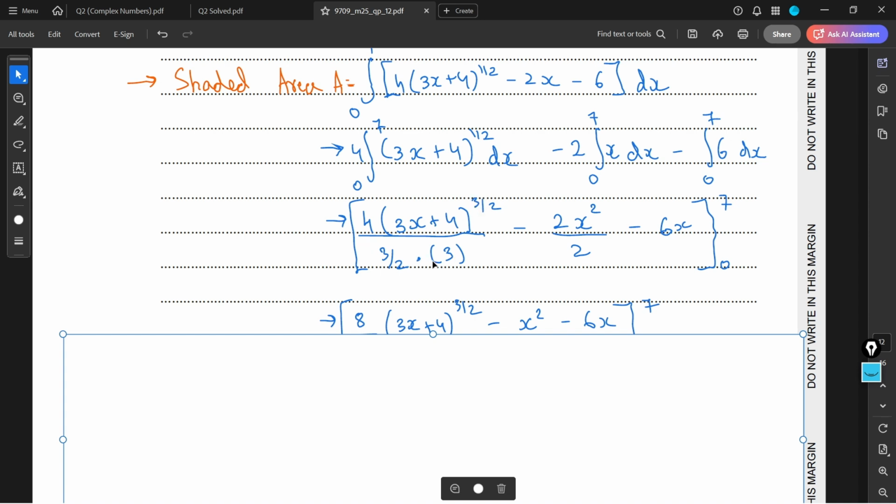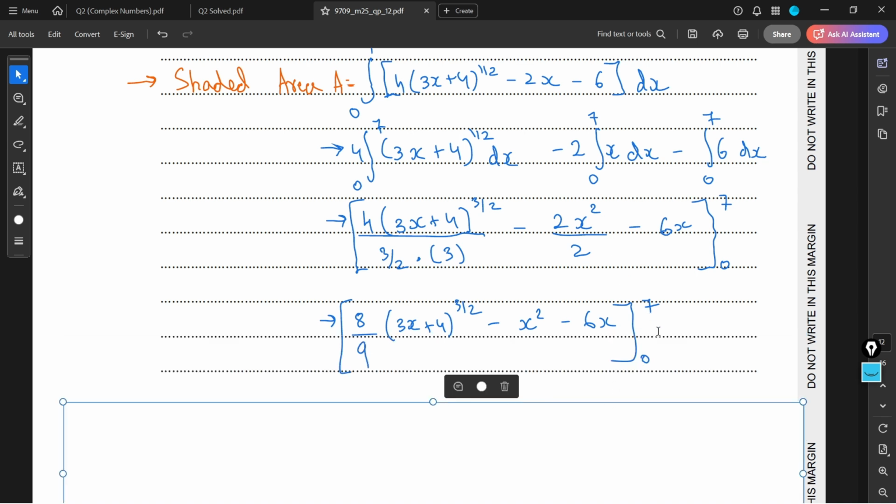Then the division also has a multiplication by the derivative of the term in the numerator, which is going to be 3 in this part. So I'm applying that rule. And if you're wondering how I'm getting this 4, it comes from the 4 which was initially present in the question itself. Then the remaining integration is straightforward, and I just need to pass on the limits from 0 to 7.